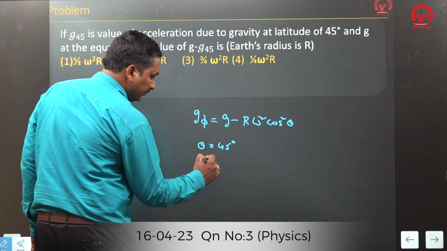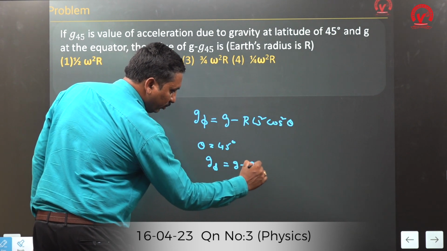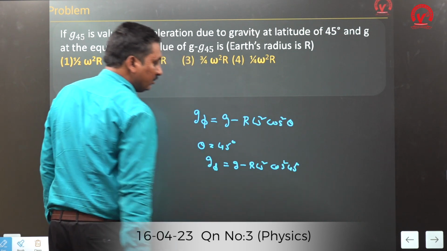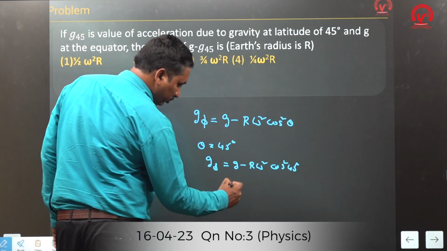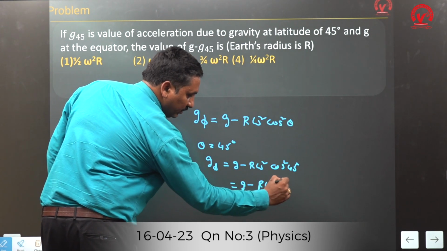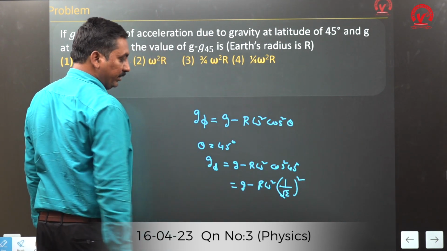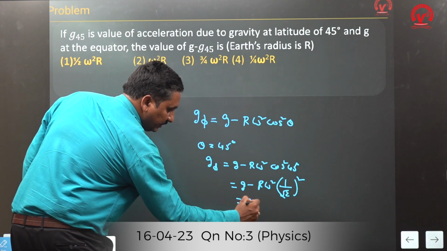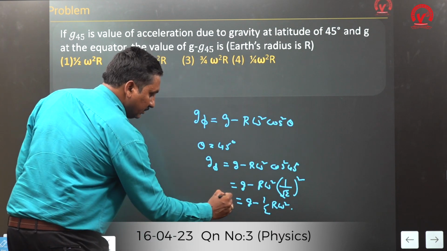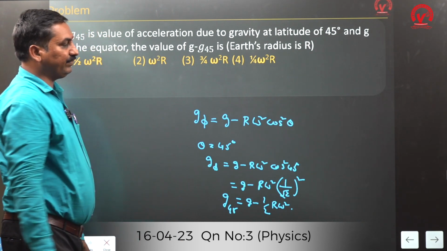So substitute. Then g_phi is equal to g minus R omega square cos square 45 degrees. Cos 45 value is 1 by root 2. So substitute: g minus R omega square into 1 by root 2 whole square. 1 by root 2 whole square means 1 by 2. So it becomes g minus 1 by 2 R omega square. This is the acceleration due to gravity at a latitude of 45 degrees.